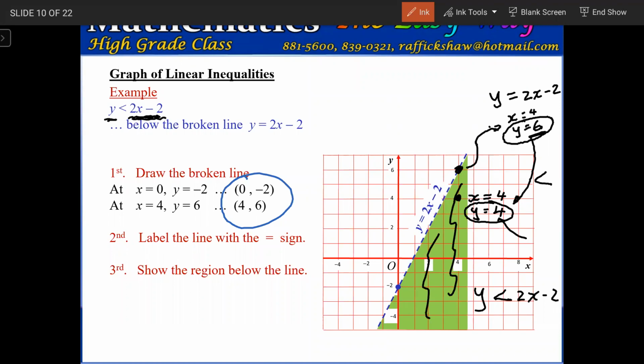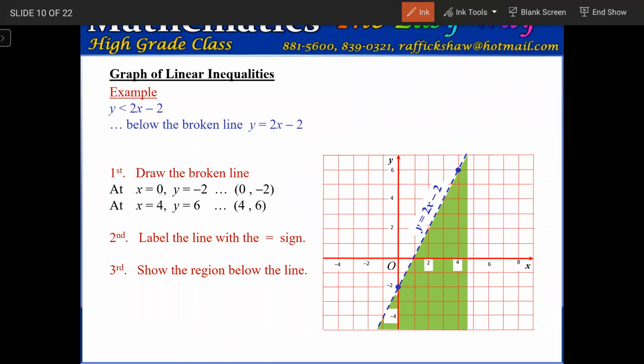Everybody understand that? I'm trying to let you understand all the points. I'm getting y values in the shaded region that are less than what it would be on the line for a given x value. So let me show it again. This point right here, for example, is the point (4, 4). On the graph, the point on the line is actually (4, 6). We get to the 6 by doing y equals 2x minus 2.